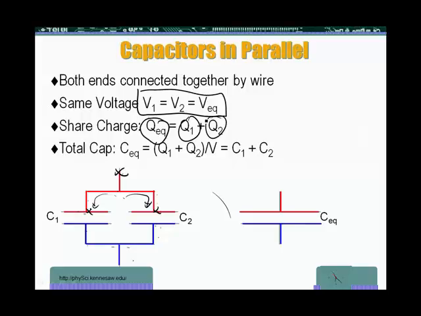Now, to determine the equivalent capacitance, what do we mean by equivalent capacitance? If I have these 2 capacitors, I would rather use one instead of the 2. But I would like to be able to get the same charge and the same voltage across it. I would like it to behave the same way in a circuit. Now, Q equivalent, Q is CV, C equivalent times V equivalent.